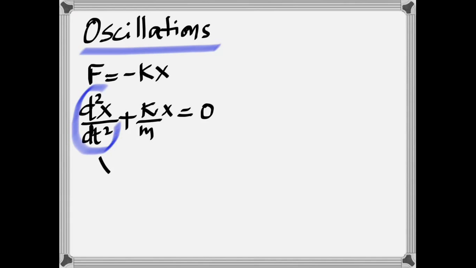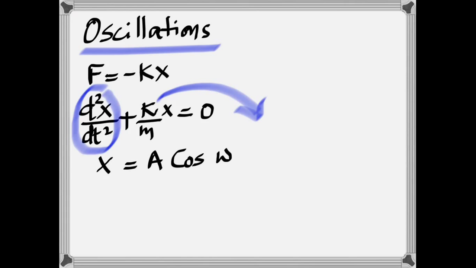d squared x by dt squared is acceleration. You can make that out. So if you swing this to the other side, you are obviously going to get a formula for acceleration, aren't you? So that is important there. Acceleration is minus k by mass times x. Okay, remember that.